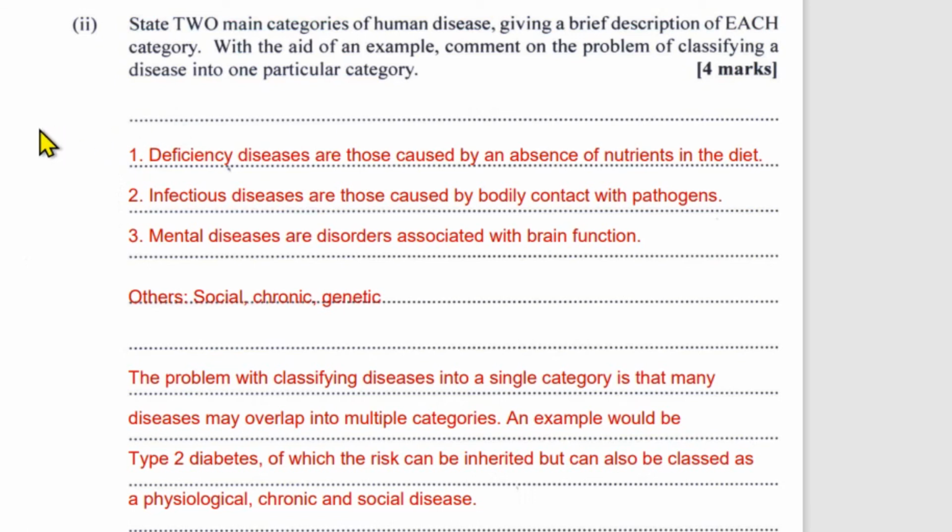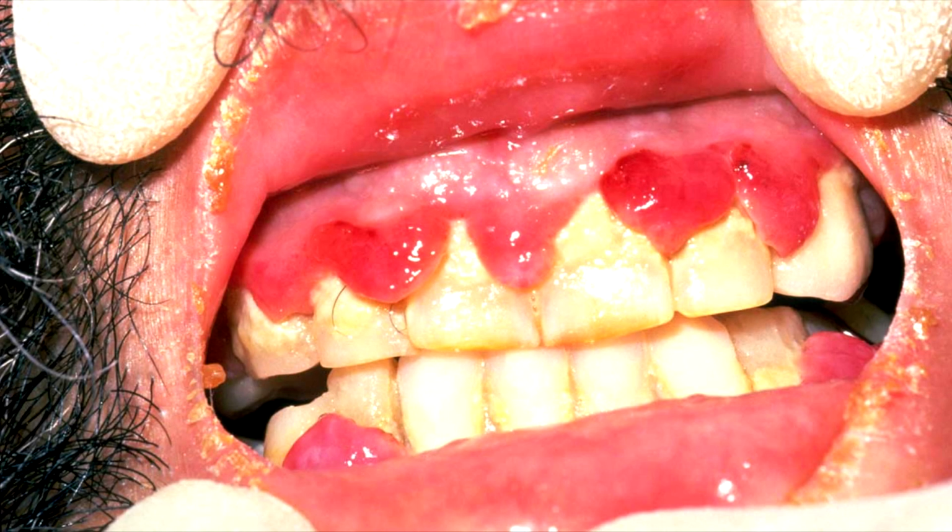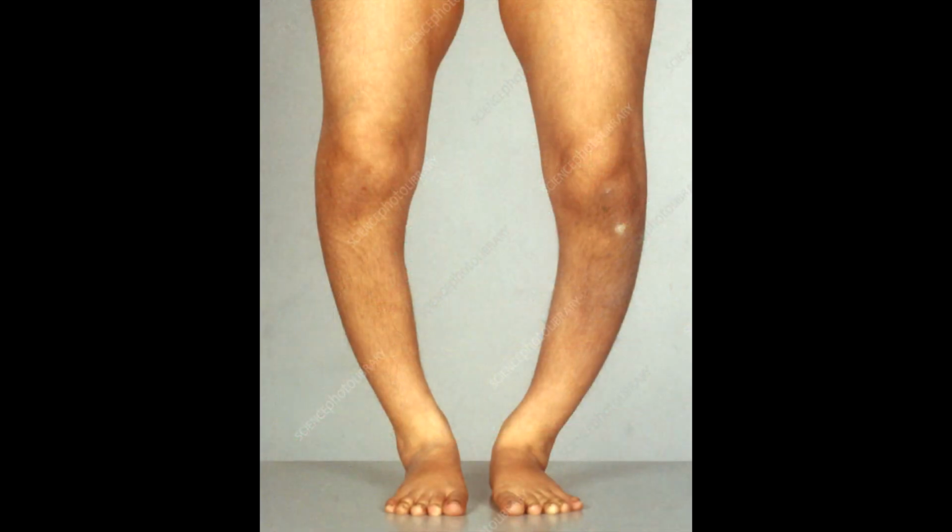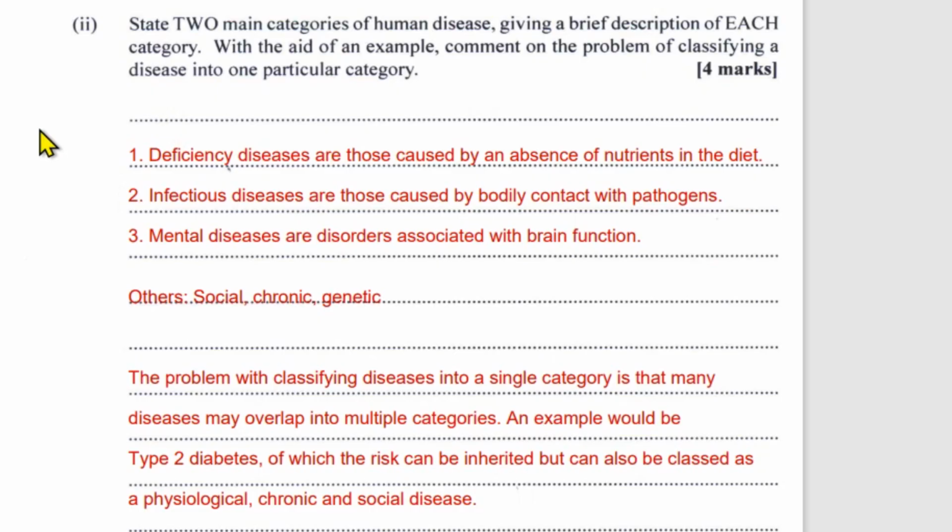Examples would be scurvy if you have a lack of vitamin C or ascorbic acid, or rickets if you have a lack of calcium or vitamin D, which leads to the bones becoming very brittle. Other examples would be night blindness and iron deficiency anemia. 2. Infectious diseases, also called communicable diseases, are those caused by bodily contact with pathogens, and usually those that could be spread. This also involves every sexually transmitted infection, such as gonorrhea, chlamydia, or syphilis.